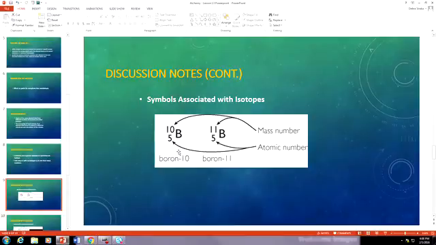This screen shows you what it would look like if we were going to write the boron symbol for both different isotopes. We have boron with a mass of 10, 5 protons, and 5 neutrons. That's what gives us our mass of 10. And then we have an isotope of boron that has 5 protons and 6 neutrons. 11 minus 5 is 6. So its mass is 11. So we call this one boron 10. We call this one boron 11. So it's pretty simple.